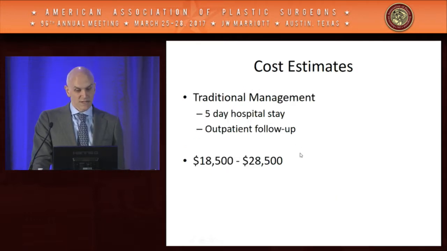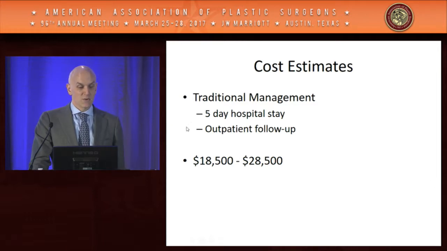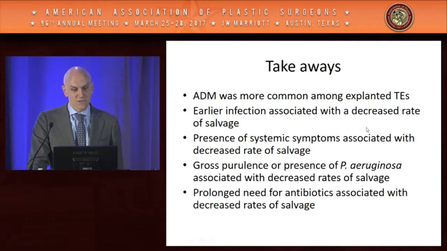Looking at cost estimates for this, traditional management, where we just looked at a 5-day hospital stay and outpatient follow-up, was anywhere between $18,500 and $28,500. For this, going through our billing department, with the outpatient imaging and outpatient antimicrobials, it seems like the cost would have been $3,500 for oral antibiotics versus $11,500 for intravenous antibiotics. So there was a significant cost savings estimated with this management algorithm versus the traditional.